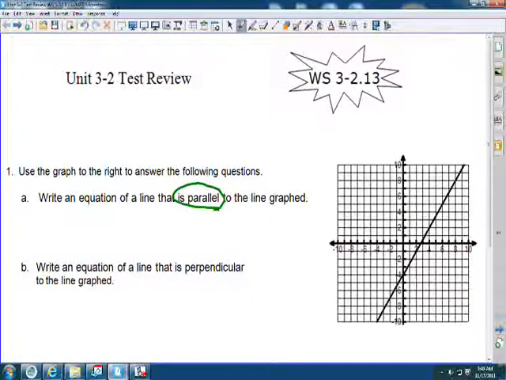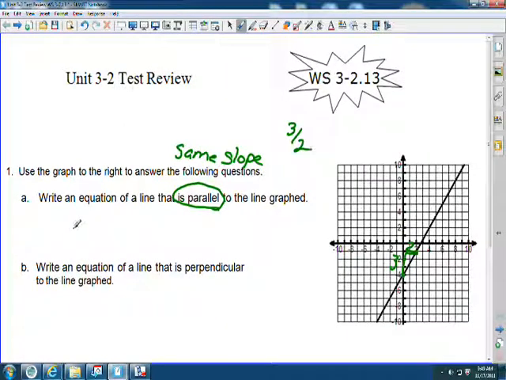Okay, parallel means that they're going to have the same slope. So really, all I need to do on this line is figure out what the slope is. So I'm going to start here with this y-intercept, and I'm going to try and figure out the slope. Up 1, 2, 3, and over 2 looks like the slope. Let me check again. 1, 2, 3, and over 2. Yes, so the slope is 3 over 2.